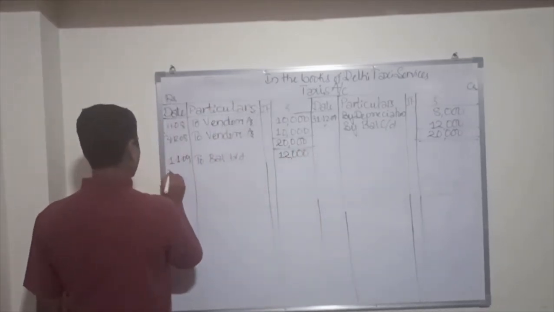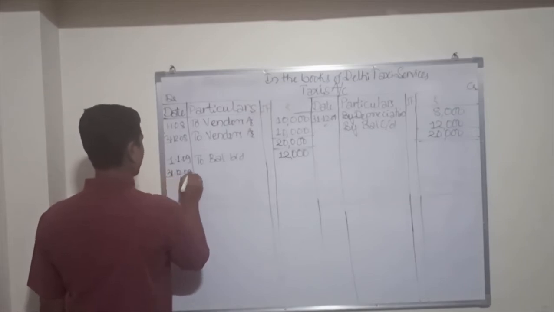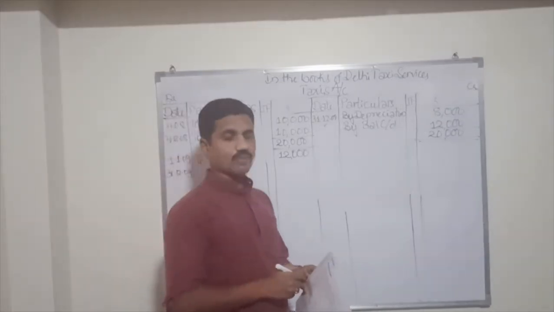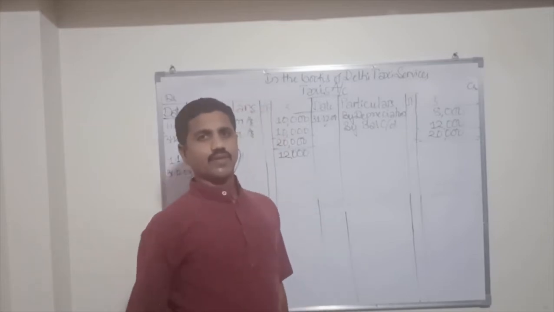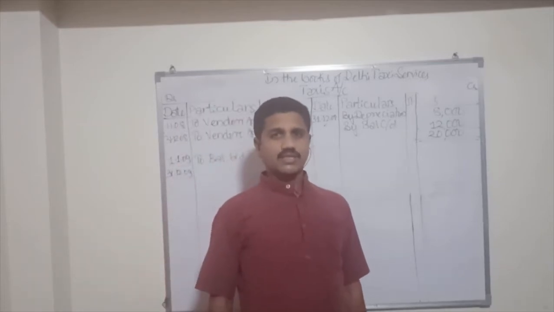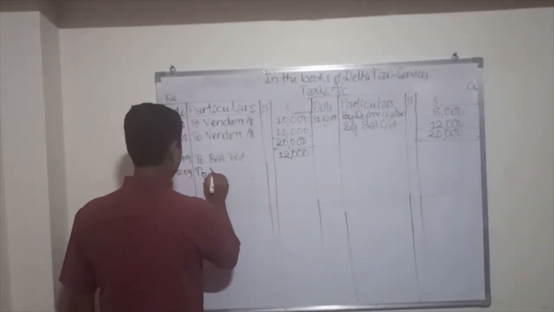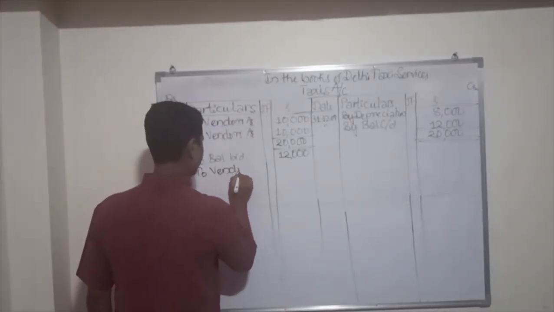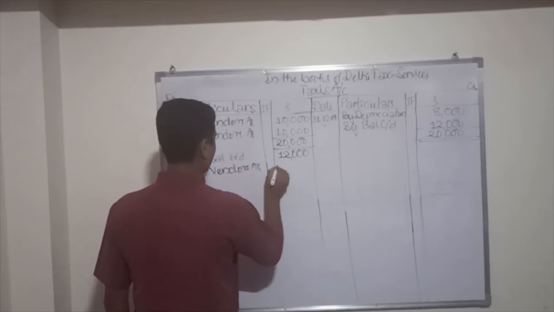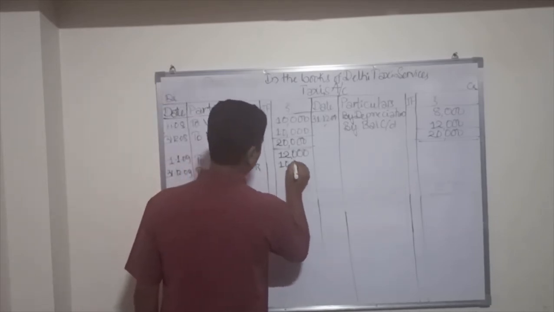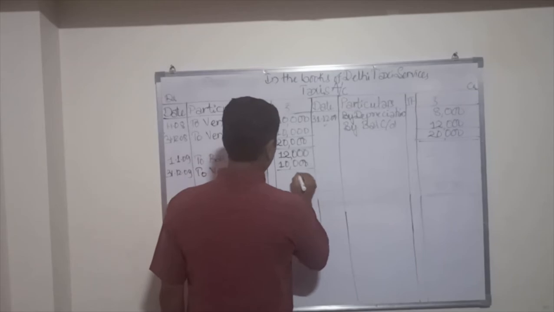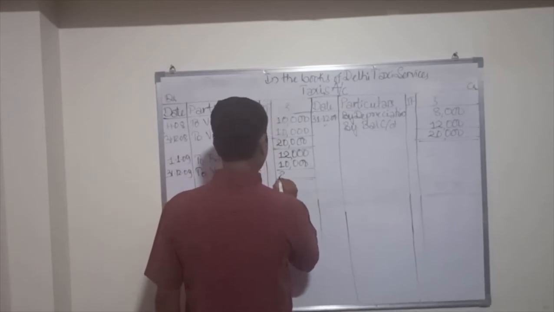Then on 31/12/2009, when the second installment is due for payment, then the entry will be taxes account debit, interest account debit, or to vendors account. So to vendors account, so we should take only principal part, so 10,000. So when you take the total here, it will be 22,000.